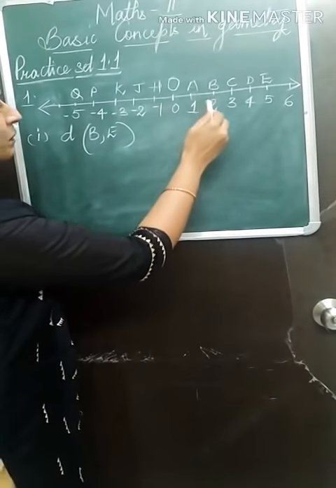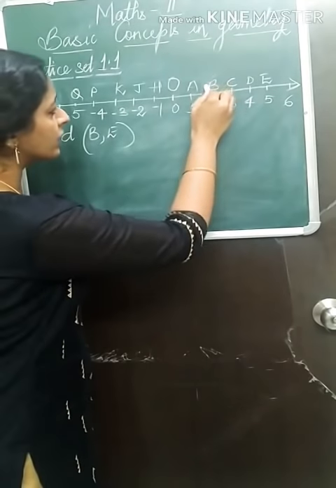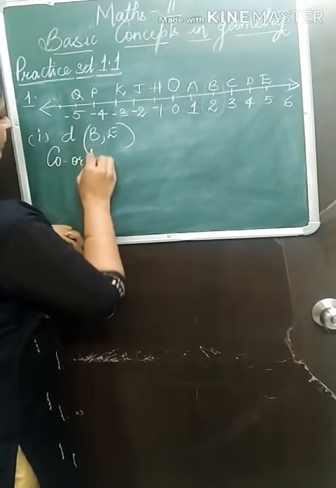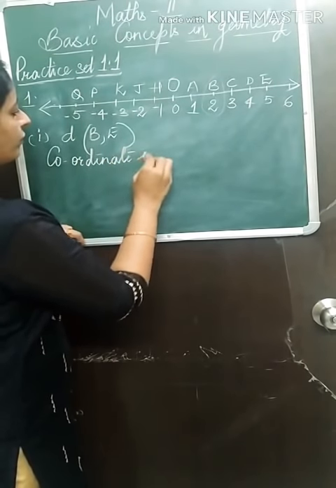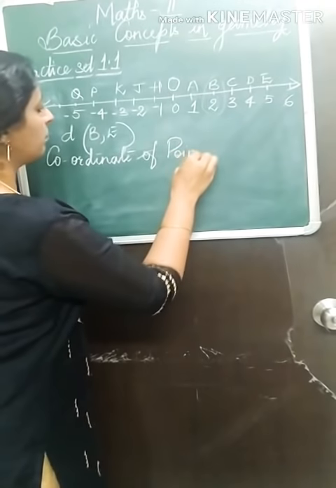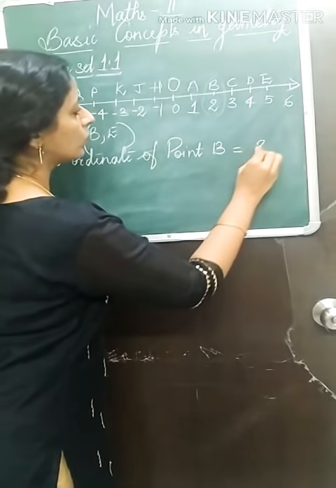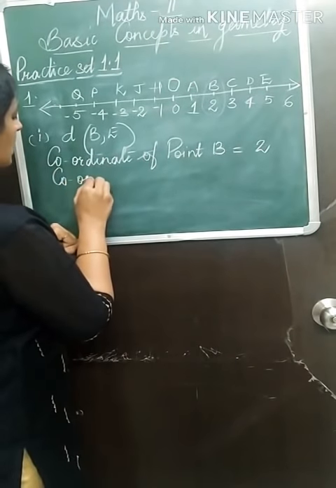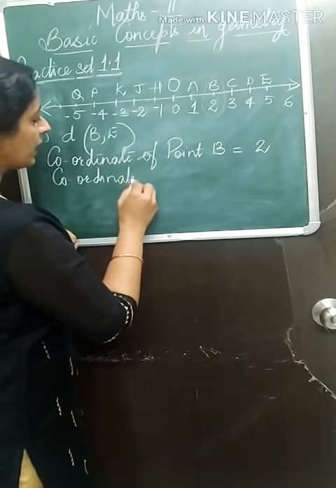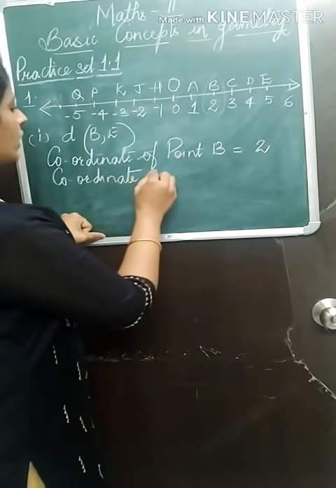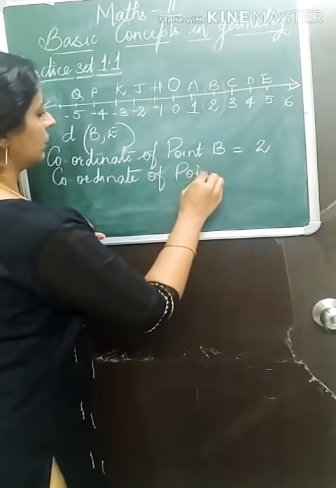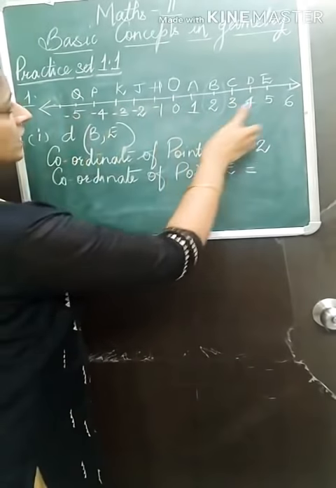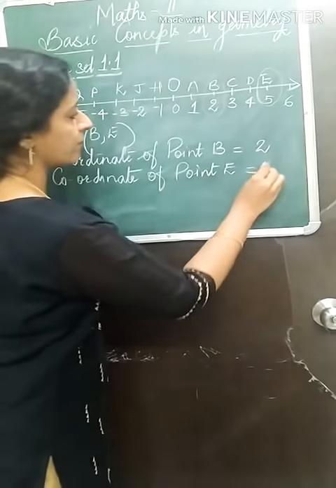First, locate where is B. B is here. If you want, you can highlight it with the pencil. So you will write coordinate of point B equal to 2. Next, steps will be the same for any sum where you are finding distance. Coordinate of the next point asked, E. Find out where is E. E is here. The coordinate is 5.